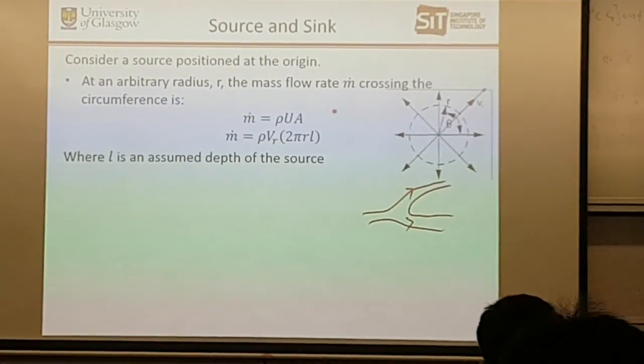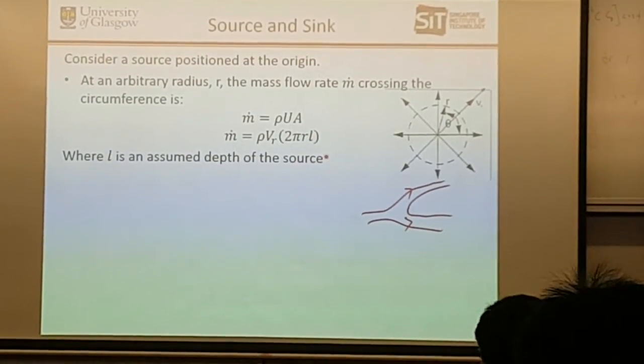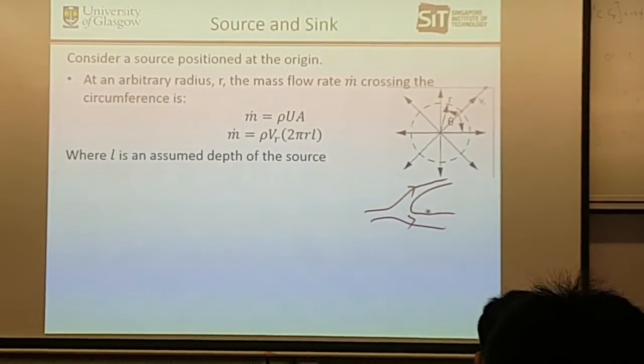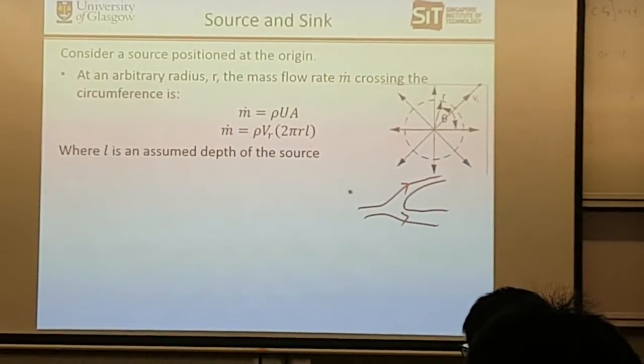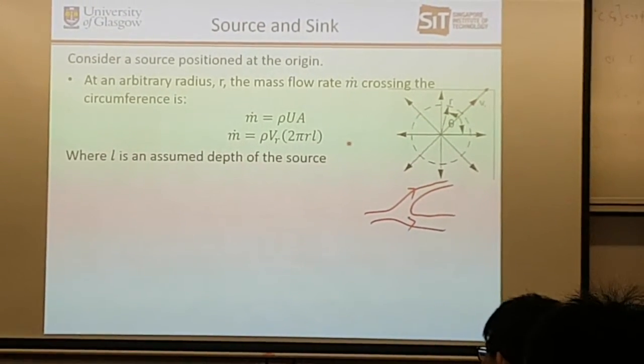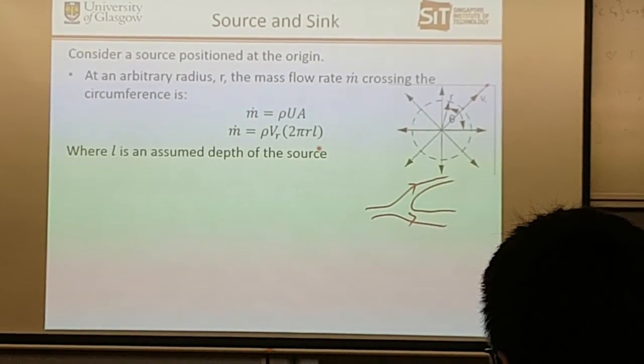M dot equals rho A doesn't change. But what we put in depends on the question. So if you see some past year papers, they say a flow is going past a spherical shape, for example. Some students just memorize this and just put 2 pi r L. They get the wrong answer already because the area is not correct. The area roughly should be 4 pi r squared.